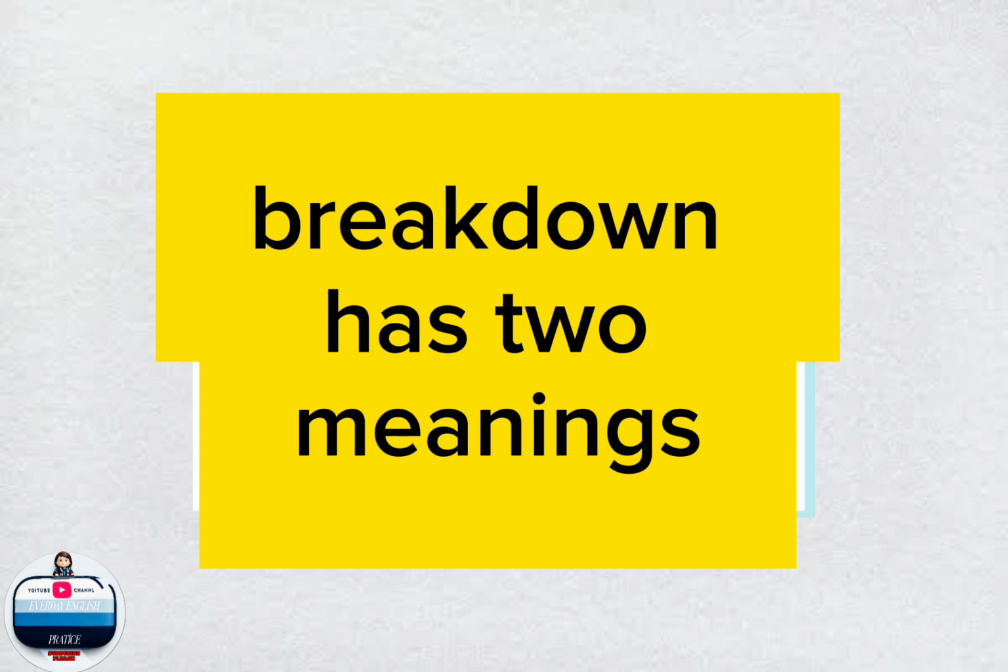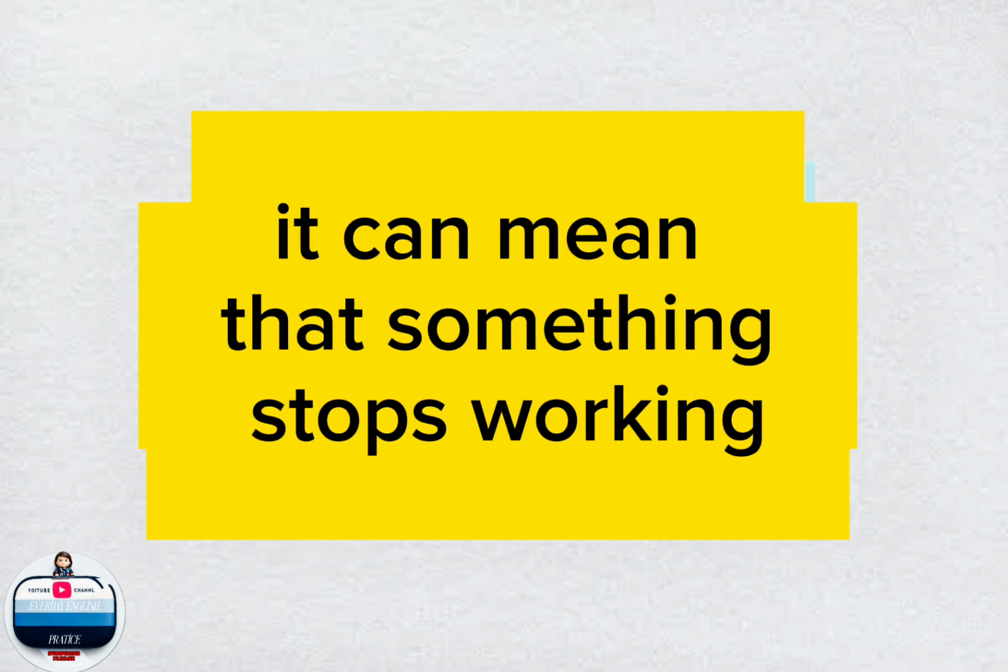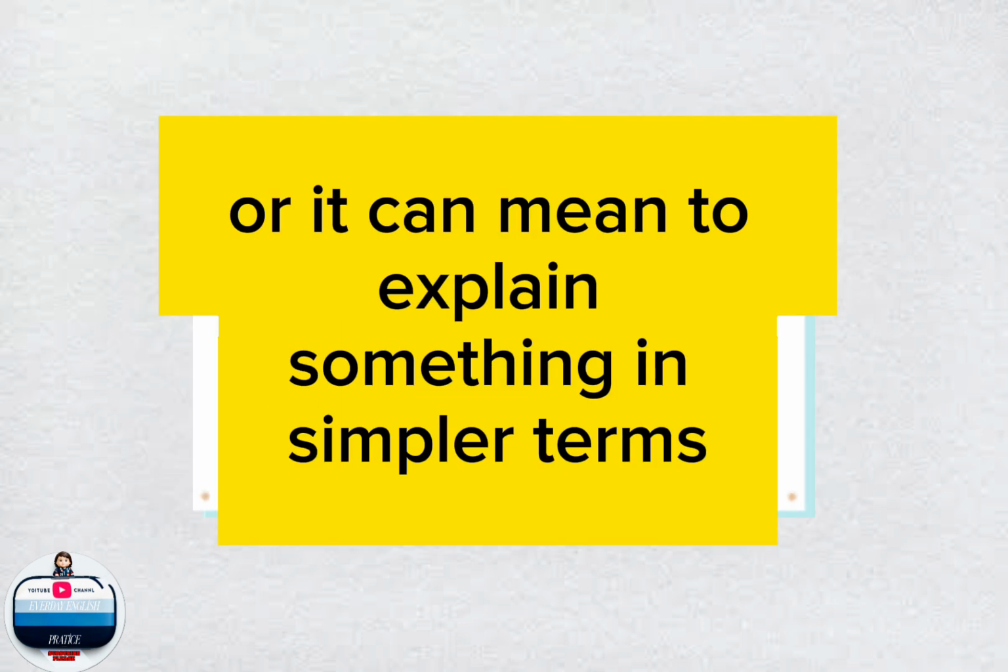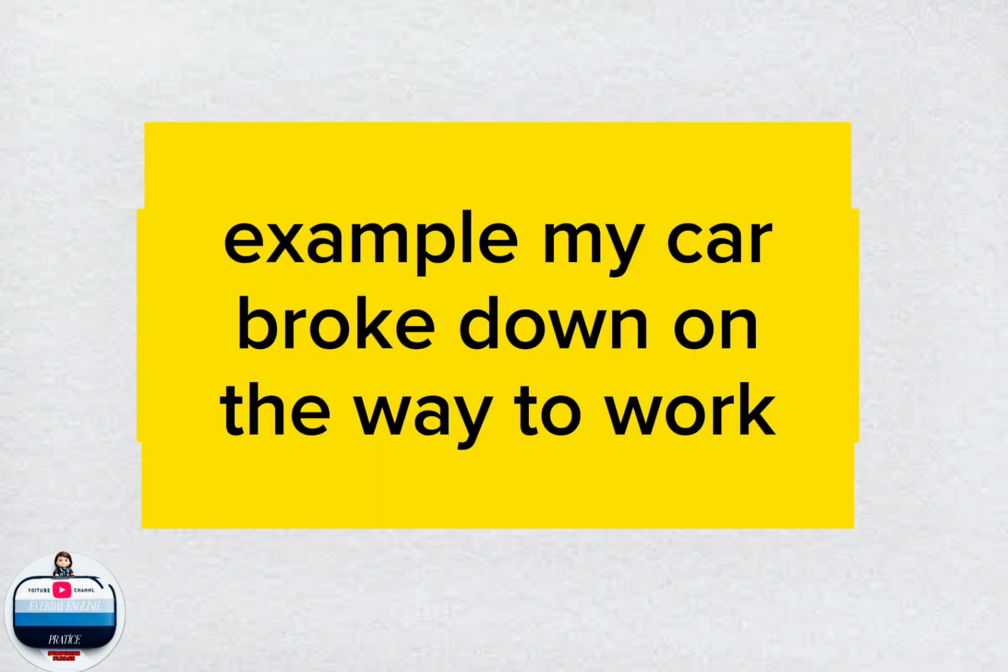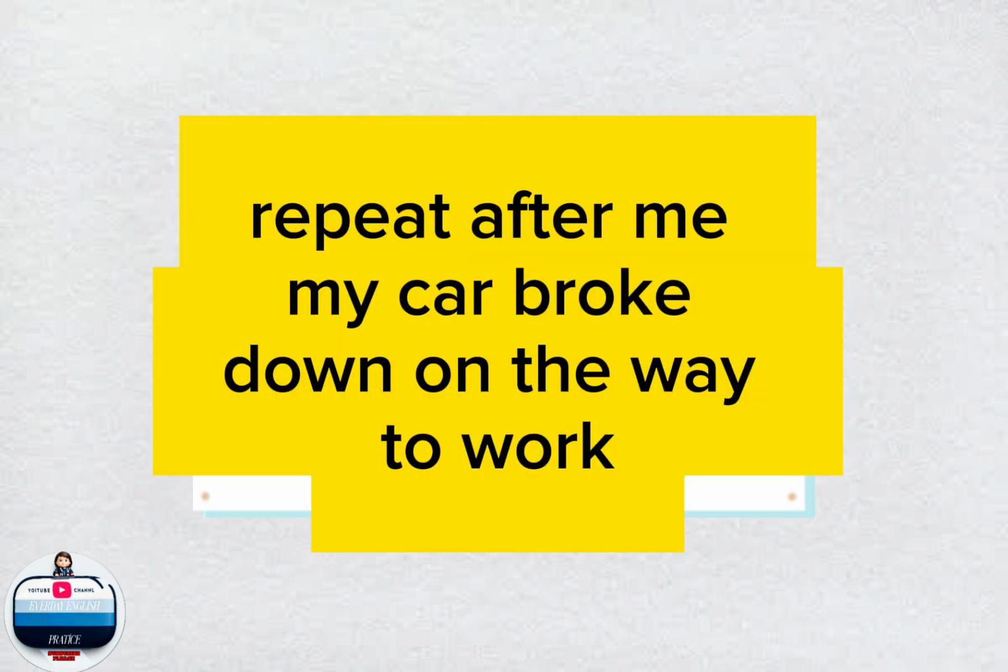Break down has two meanings. It can mean that something stops working, like a car or a machine, or it can mean to explain something in simpler terms. Example, my car broke down on the way to work. Repeat after me. My car broke down on the way to work.